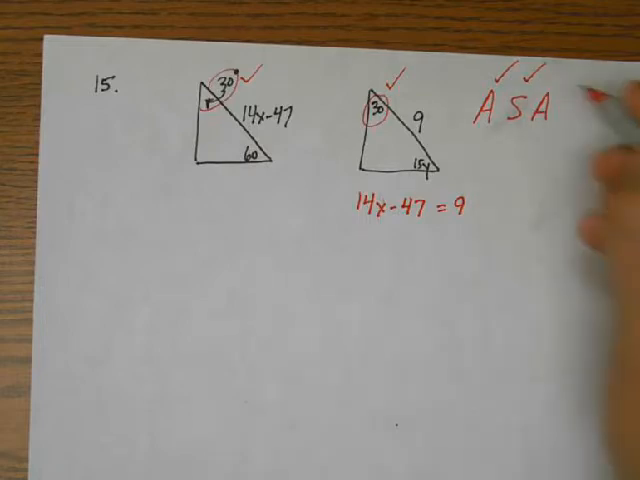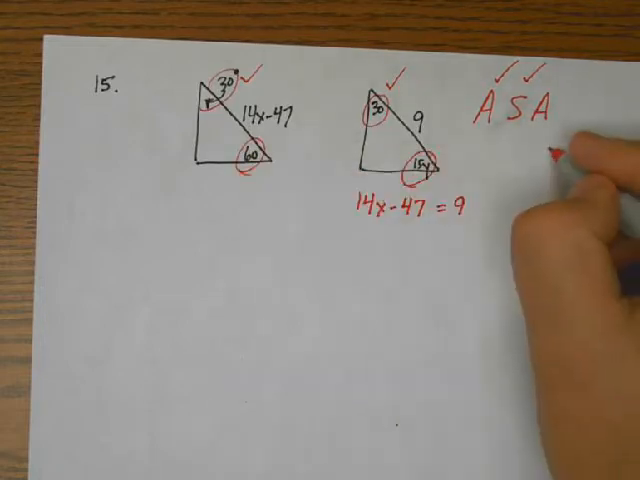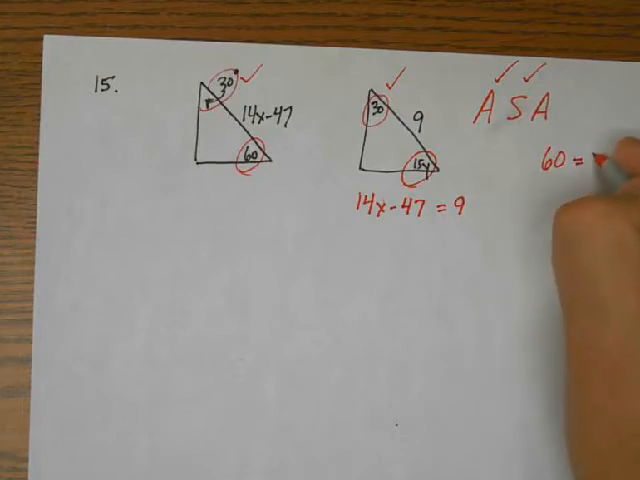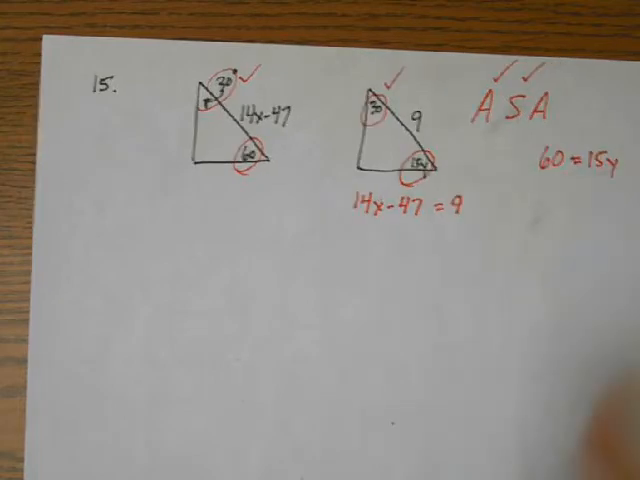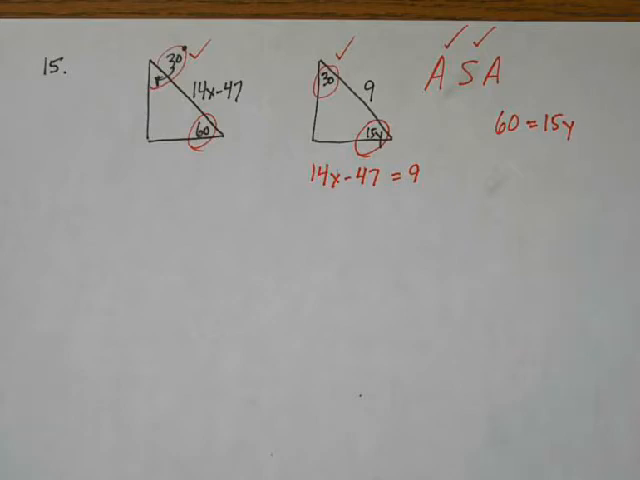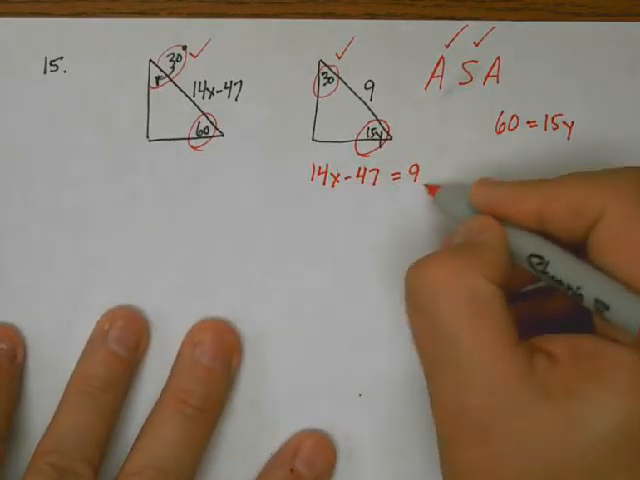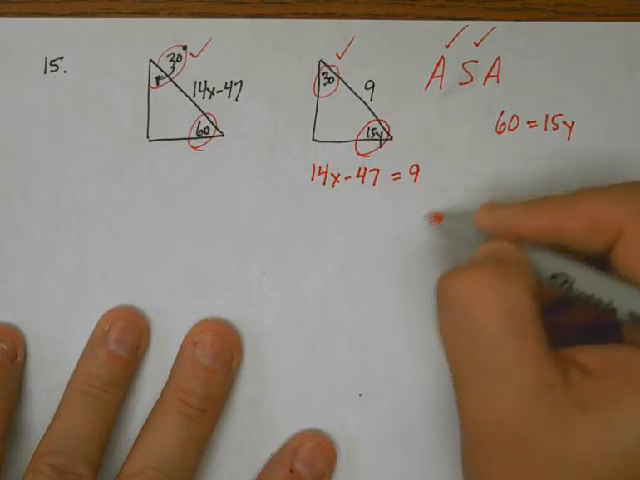So now we've got that taken care of. And then we go to the last angle, 60 and 15y, and we set up that equation. 60 equals 15y. So we're going to have to solve 2 equations. Oh, no. Nah, not a problem. Okay, Chase, if I'm going to solve this, what would you do first on this equation right here that I'm pointing at?